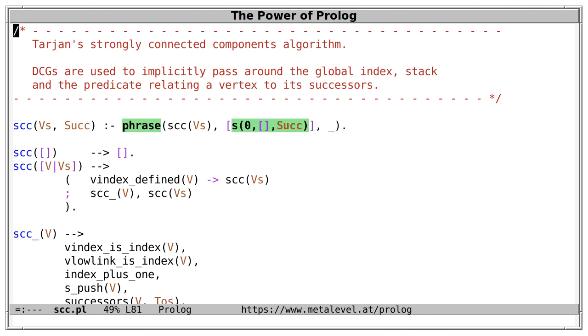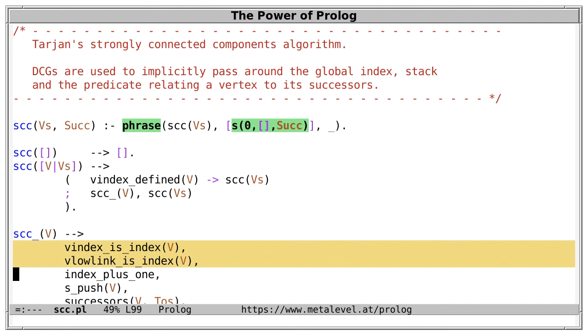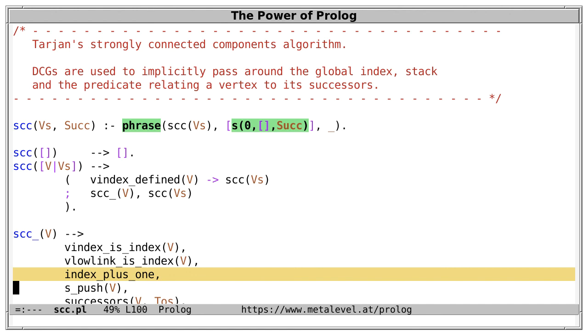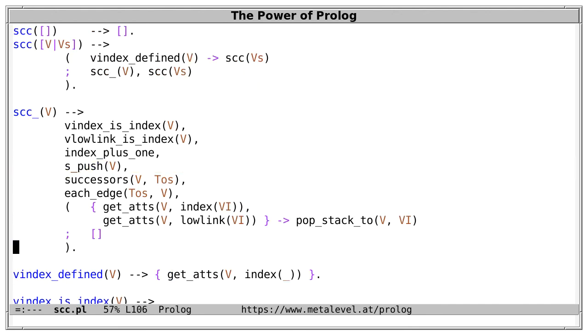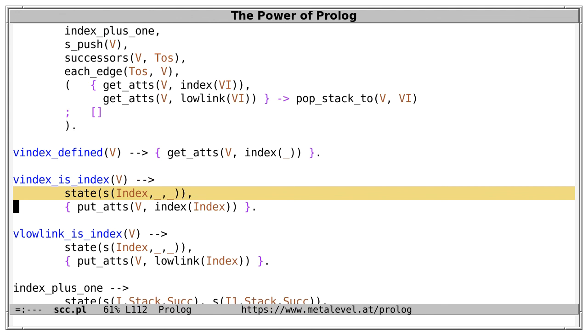And this is the initial state. And in these non-terminals, we only refer to the current vertex. The rest, like the stack, is implicit. Or for example, to increment the index, we don't need any argument at all, because the index is passed around entirely implicitly, like the stack. And if we actually want to refer to the current index, then we use our state non-terminal.